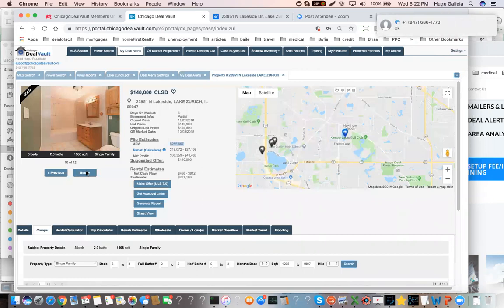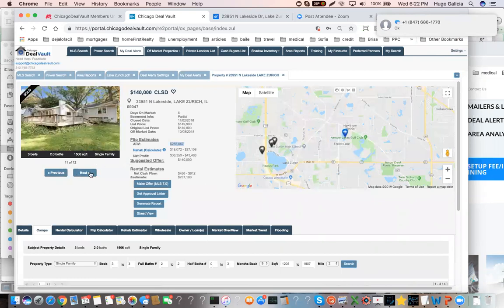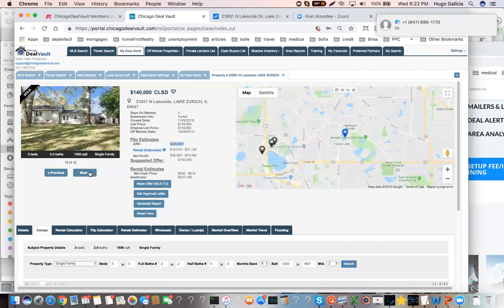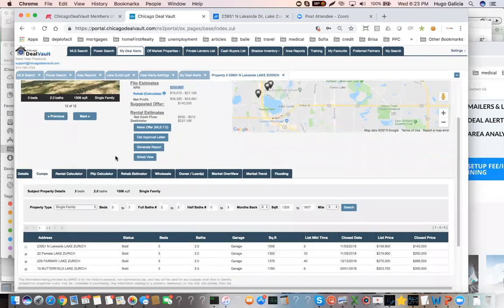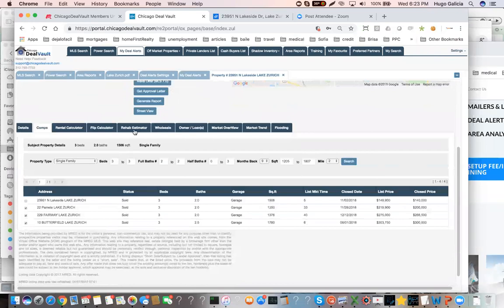So I'm gonna give you the scenario. We're gonna do the ARV, the rehab estimate based on the pictures, based on what I told you, okay? So it's gonna be a light rehab. But by looking at the pictures, guess what? We won't be able to see the fact that we need to replace the windows, okay? So let me just quickly show you how we estimate the rehab.